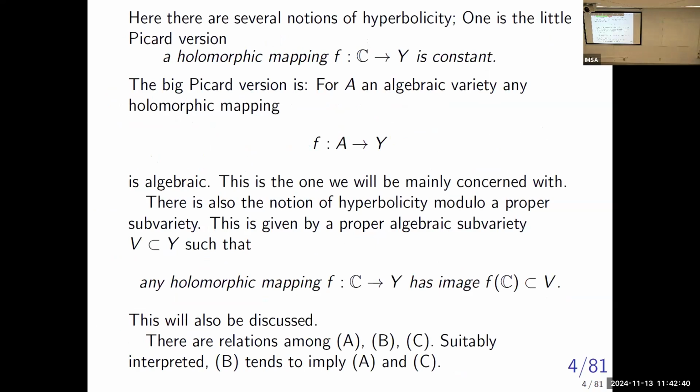Okay. So hyperbolicity, the definition we'll use is that a holomorphic mapping into the variety should be constant. So it's like a Picard theorem. You take the projective line, take out 3 points. That's hyperbolic. That's the classical Picard theorem.